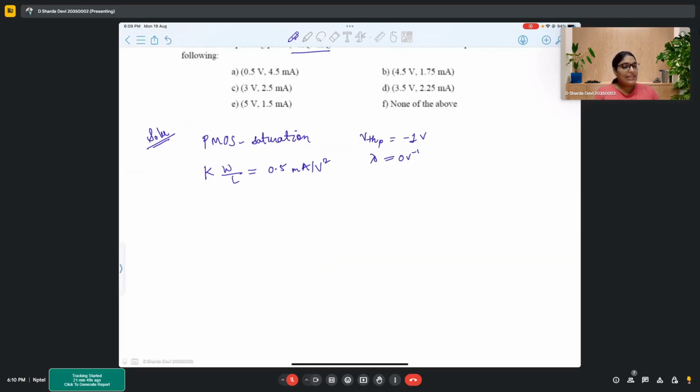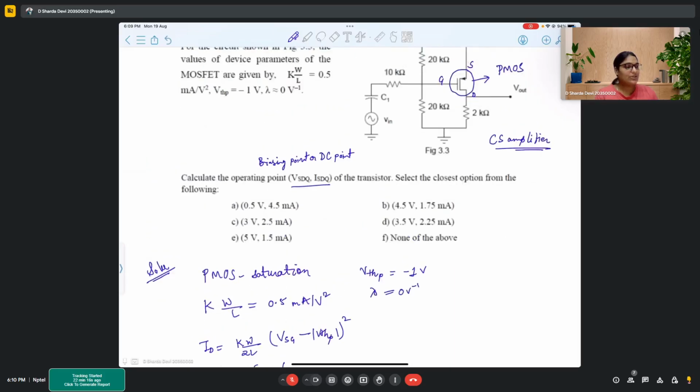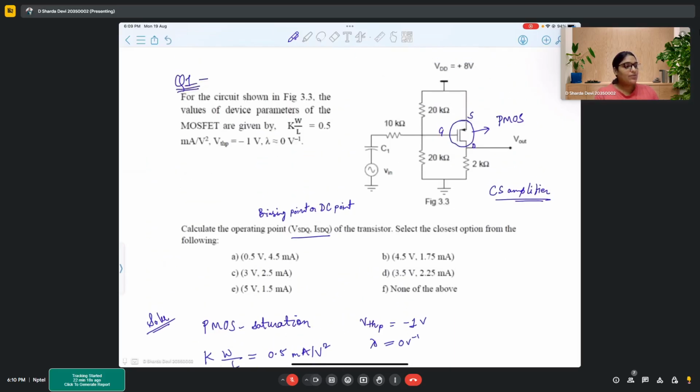With these values given, and since the transistor is in saturation, we can write the current equation as kW by 2L times (VSG minus mod VTHP) whole square. So we have ID as 0.5 by 2 into, what is the value of VSG over here?